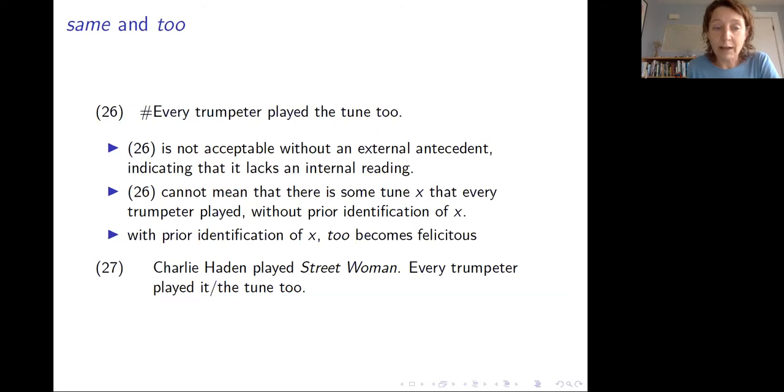If we provide prior identification of X, 2 becomes felicitous, as in 27. Charlie Hayden played Street Woman, every trumpeter played the tune 2. But in the absence of such a prior clause, every trumpeter played the tune 2 is infelicitous. So that's a stark contrast between same and 2.